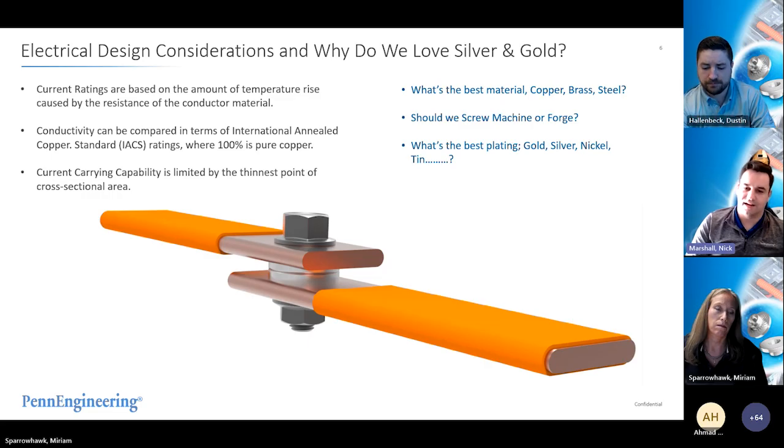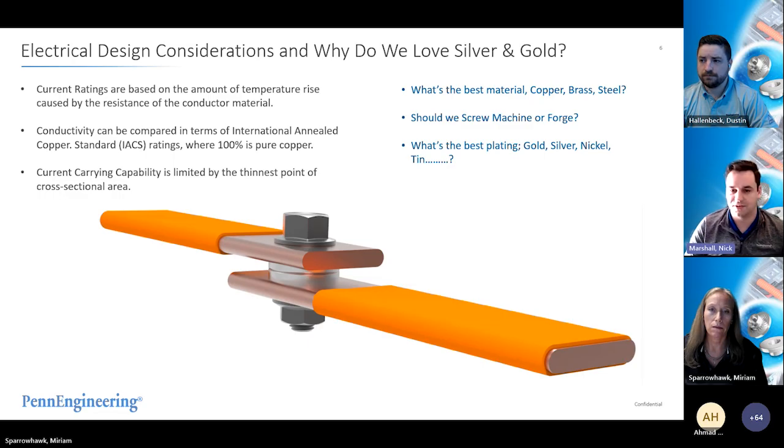Then the last item that we've really considered when we're talking about these joints is the platings we're using. Gold and silver are some of the best platings that we can use. They have a very low contact resistance and they do not tarnish very easily, making them very reliable in the long term. Nickel and tin are also great for this purpose. They don't provide the same level that gold and silver do, but they give you a more cost-efficient solution.